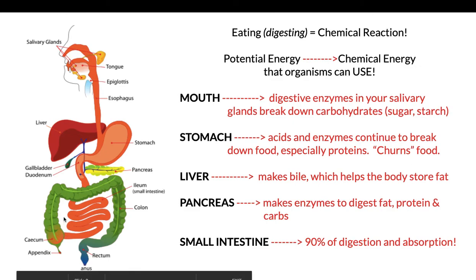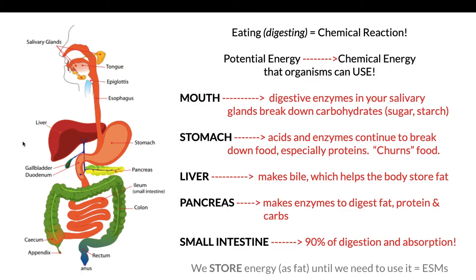So your cells will absorb the nutrients, and then what happens? We store that energy as fat until we need to use it. So even if you don't have any fat, let's say you have a diet and you say, I'm not going to eat any fat, but you have a ton of sugar in your diet, you will still store that as fat, whatever your body doesn't need immediately. And then we store it until your body needs to use it, and that's called your energy storage molecules.